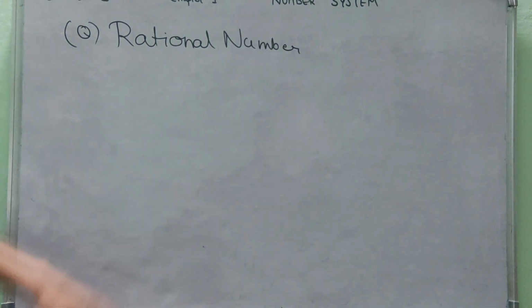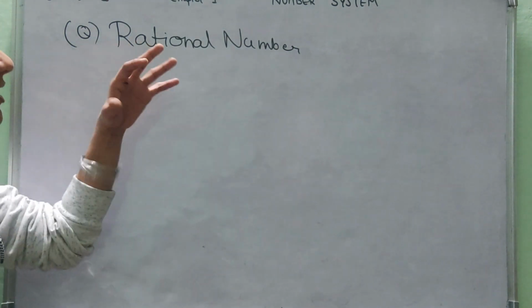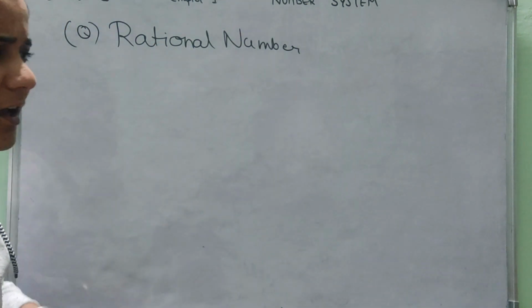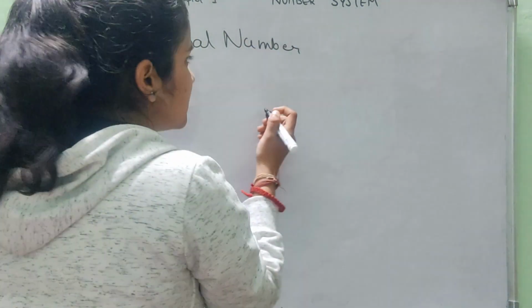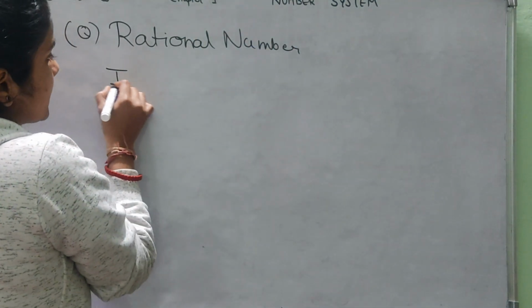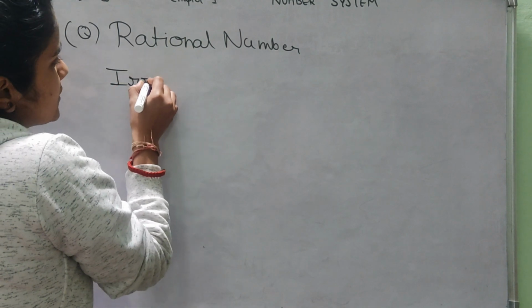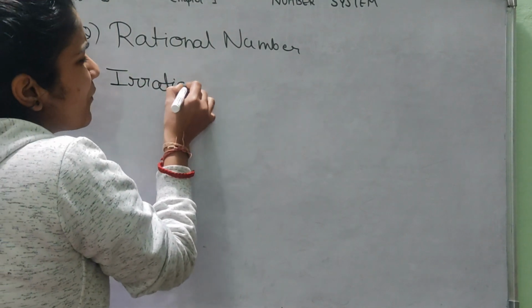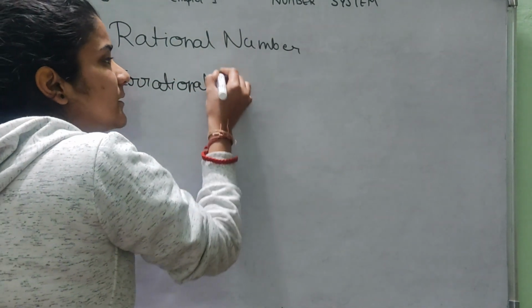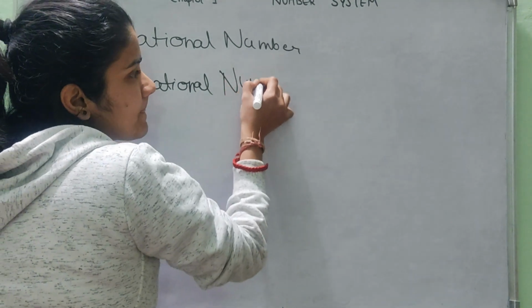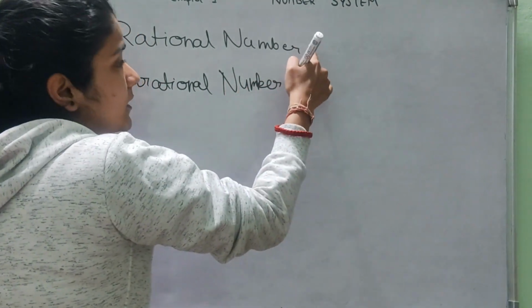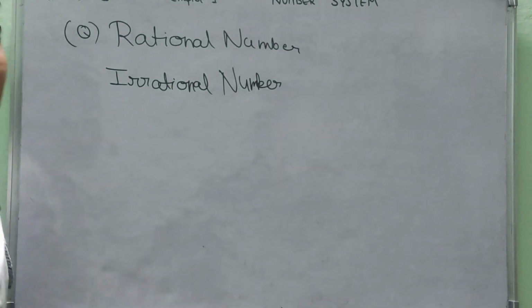Now, if there is a rational number, there can be something inverse of that. Can it be something like irrational numbers? Yes, there exist irrational numbers. Now, what are irrational numbers? Simply numbers that cannot be represented in the form of P upon Q are called irrational numbers.